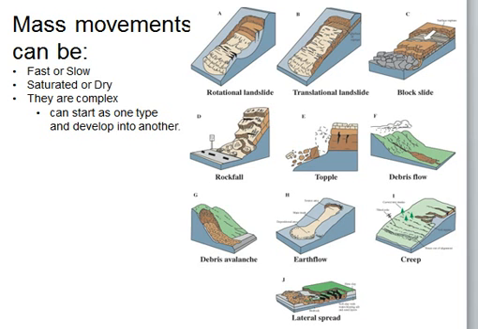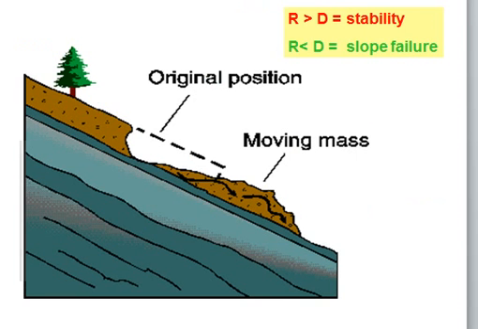So when we look at mass movements, we can look at them as fast or slow, saturated or dry. They're often very complex. They can start out as one type of mass movement and then end up as another type of mass movement. We're going to look at rock falls and topples, debris flows, and translational and rotational landslides.